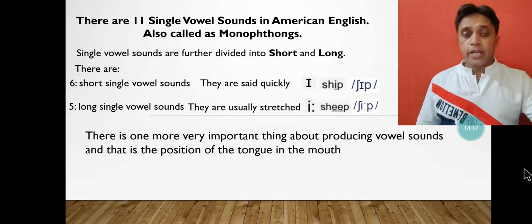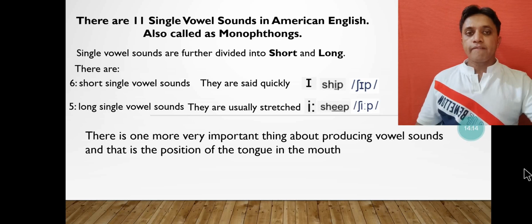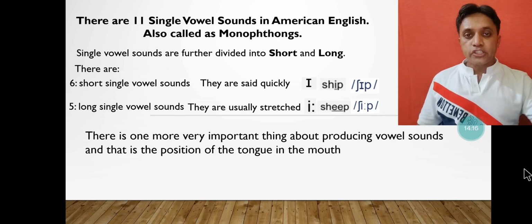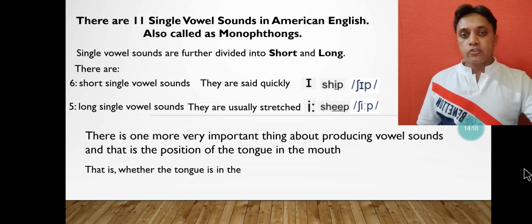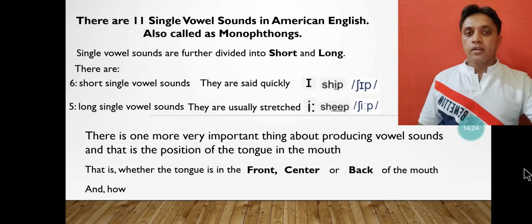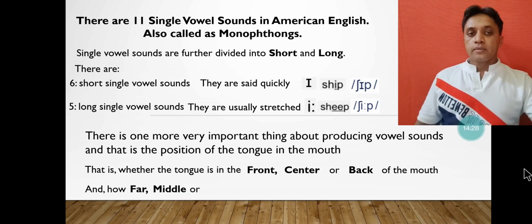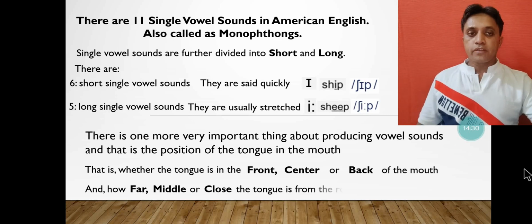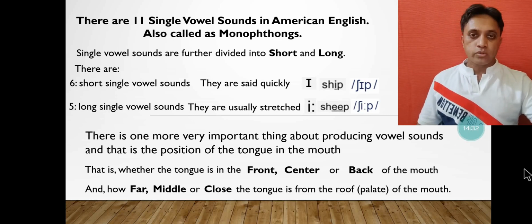There's one more very important thing about producing vowel sounds, and that is the position of the tongue in the mouth. That is, whether the tongue is in the front, center, or back of the mouth, and how far, middle, or close the tongue is positioned from the roof, that is the palate, of the mouth.